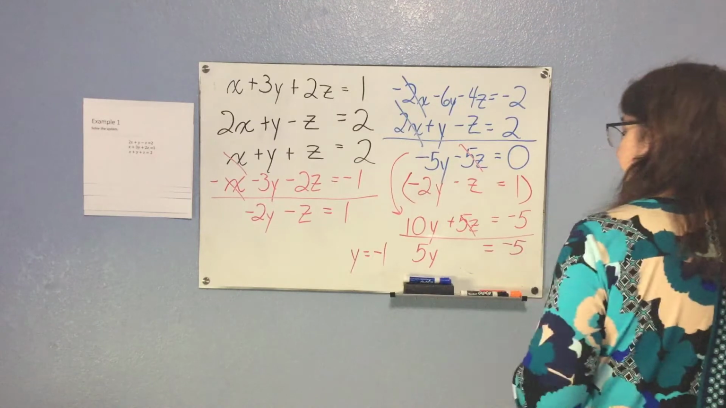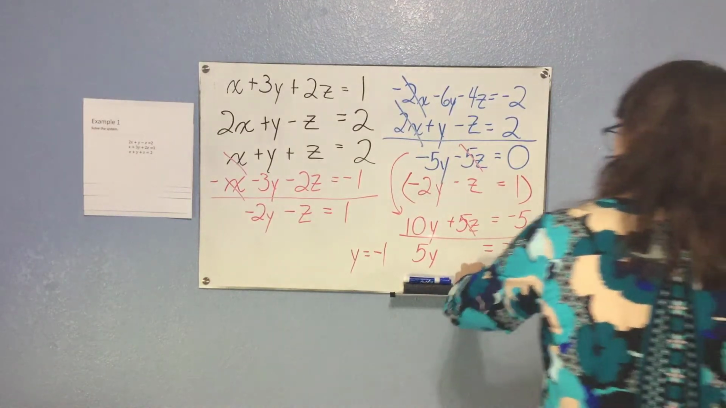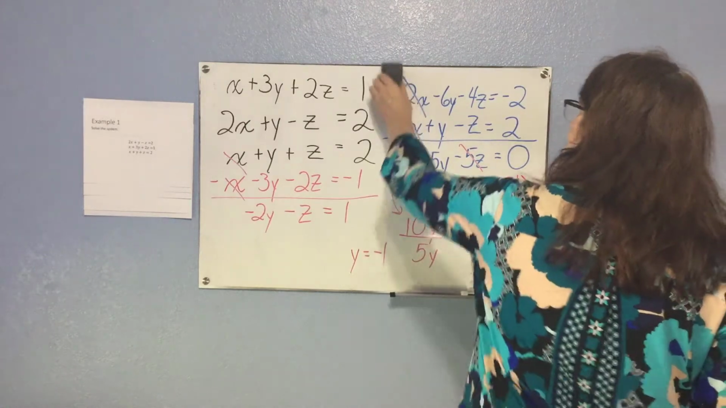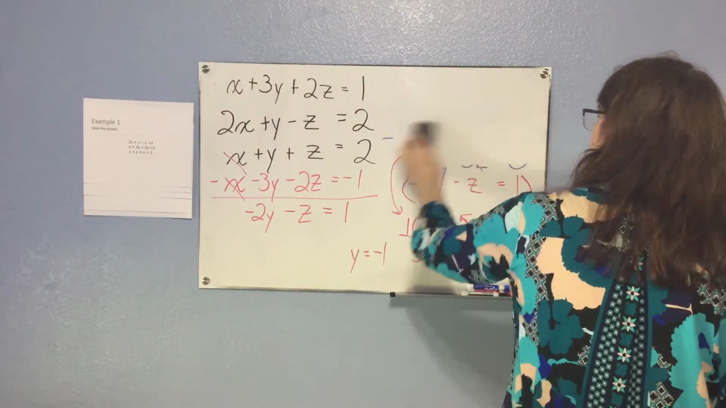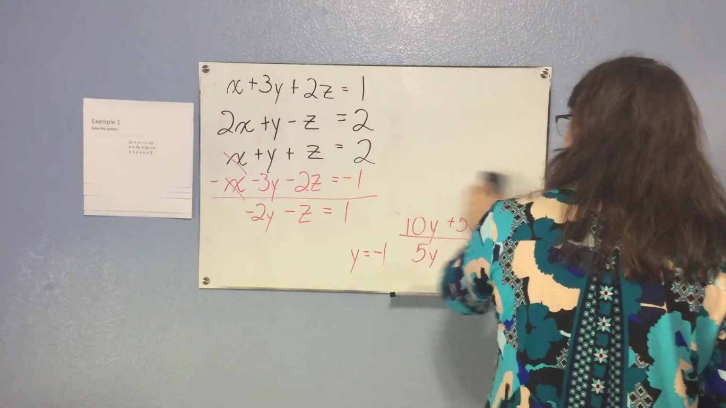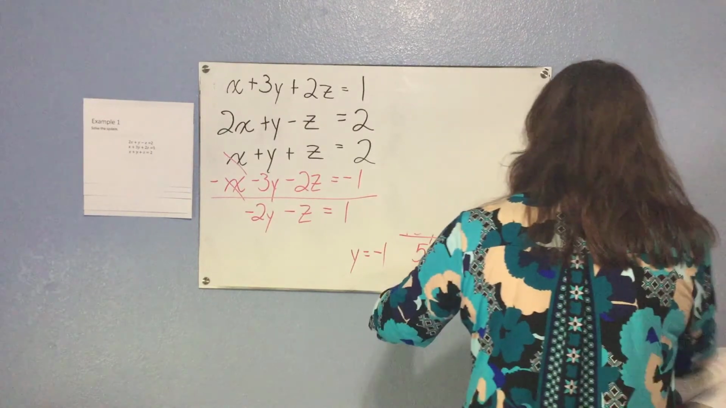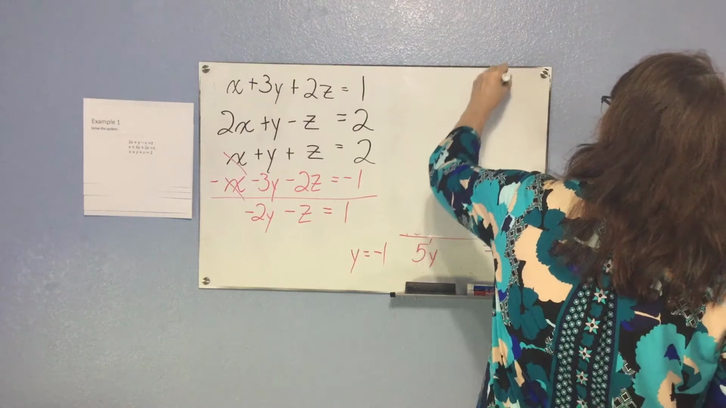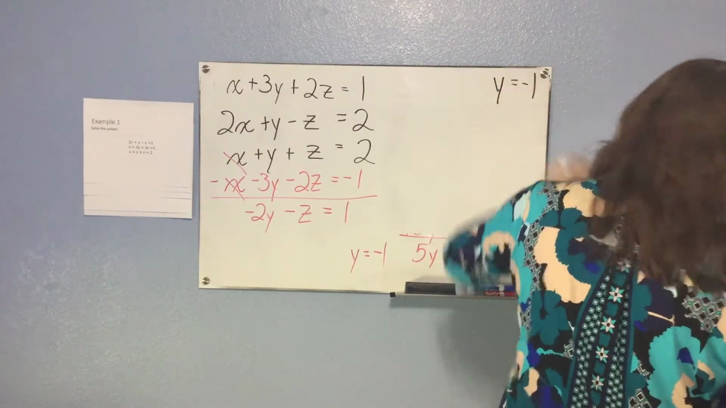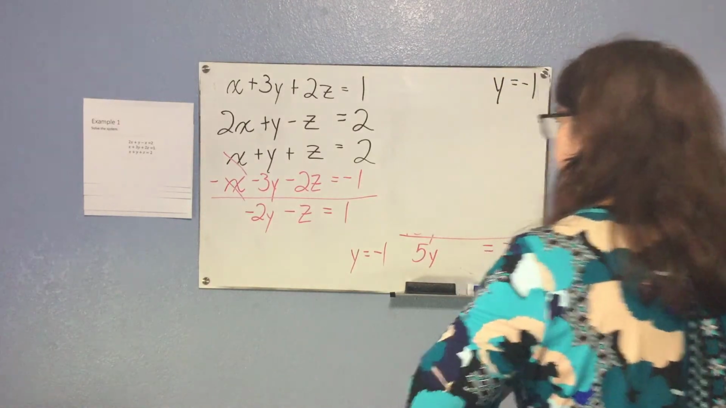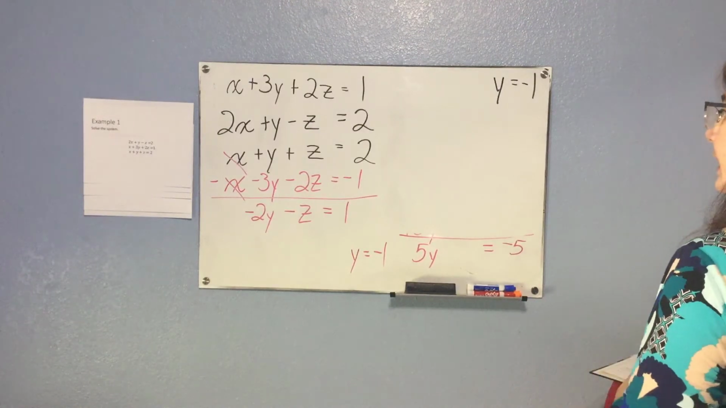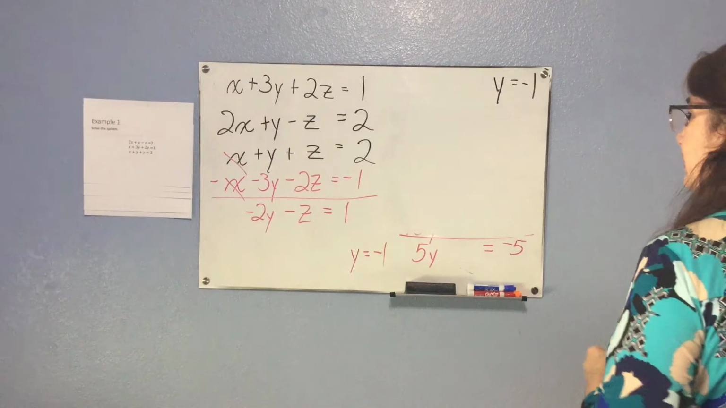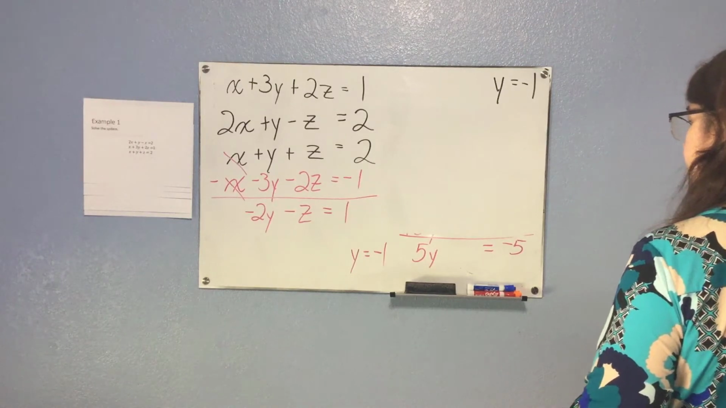Now I'm not finished by any means. I have one variable out of 3. But I want to go ahead and write that solution that I got someplace where I won't lose it. So up in the corner here, y equals negative 1. Okay, now I want to look at some of the other equations that I had. Is there something I can do with y equals negative 1?